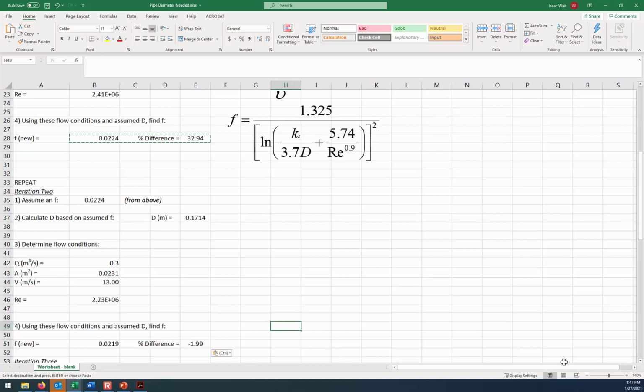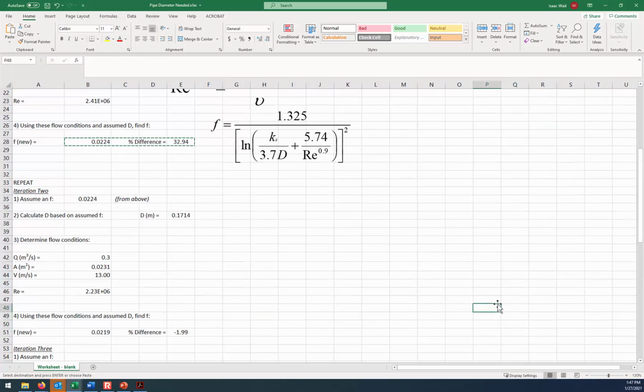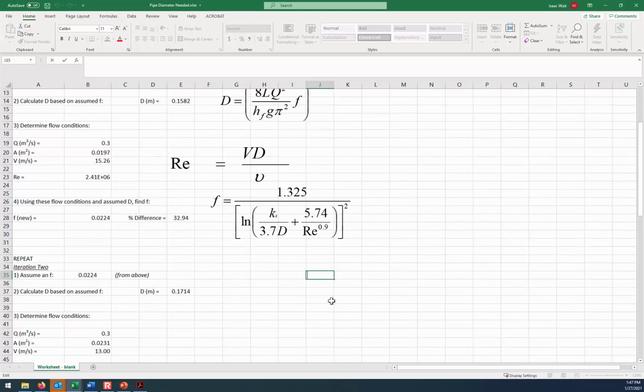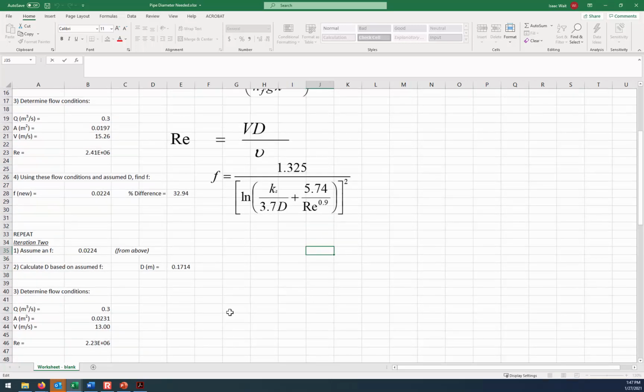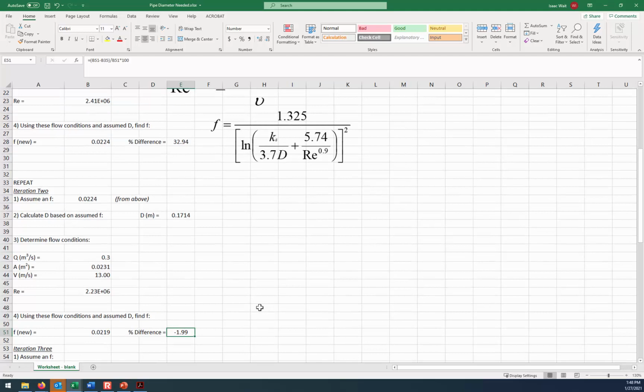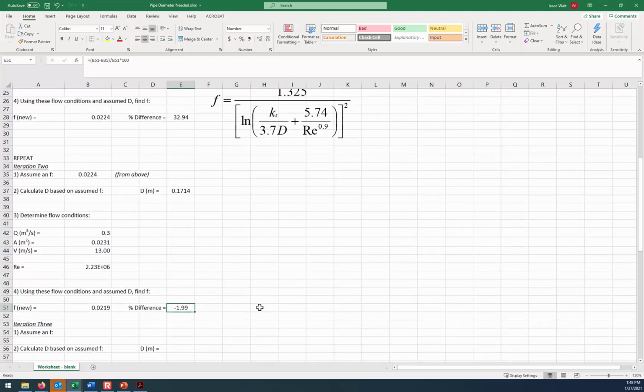Things are converging. We had a 33% change in our first iteration, and now in the second iteration, the input and the output F value only changed by 2%. So we'll do one more iteration just to make sure that we've got it all, but we can do the whole thing. Let's see, assume an F value.